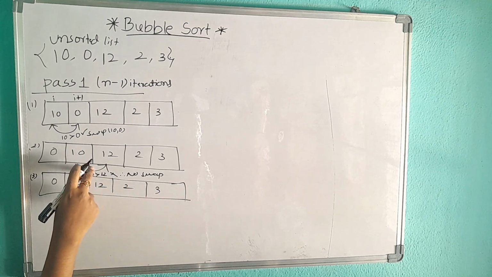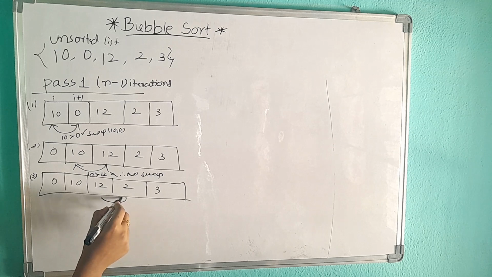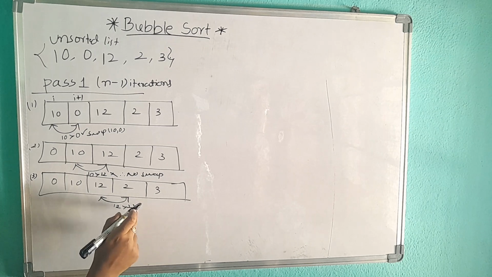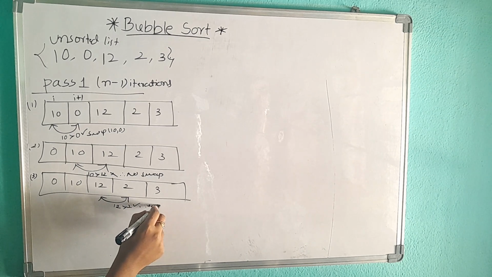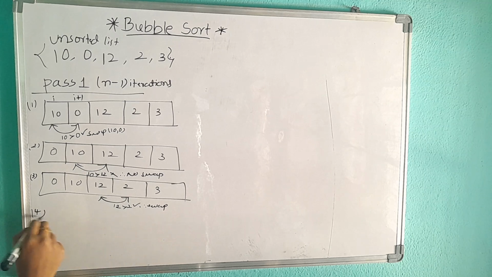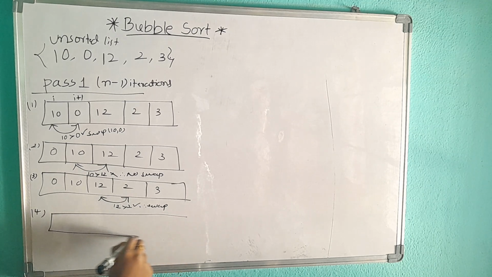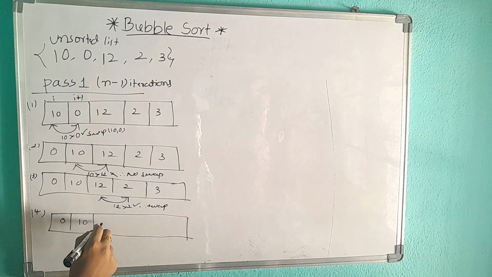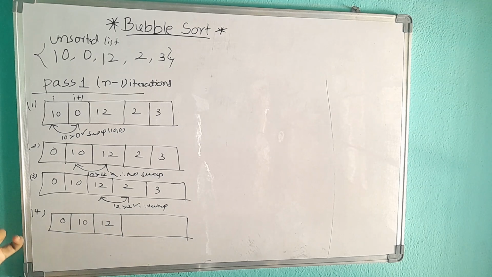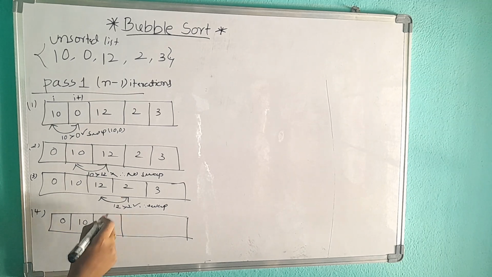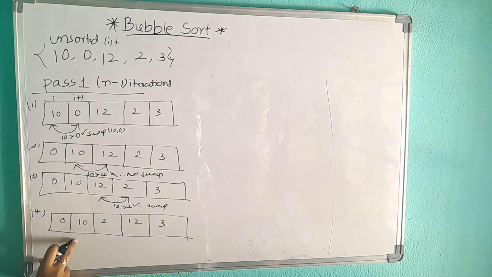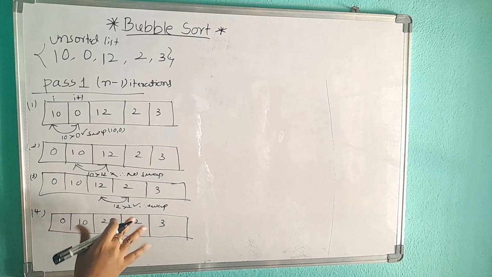So, after this, we have to compare the next two adjacent elements, which are these two elements. Is 12 greater than 2? Yes, the condition passed. Therefore, we have to swap. So, for the fourth iteration, the list will be like this: 0, 10, 2, 12, 3.